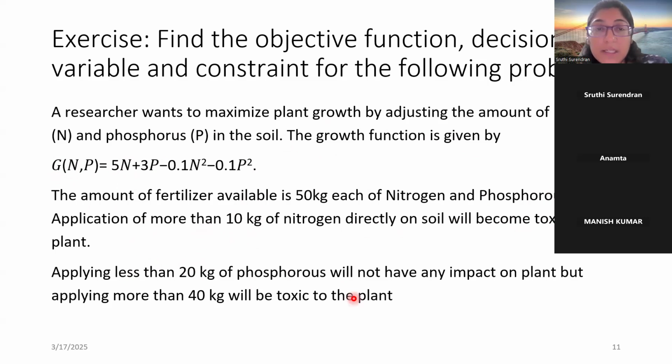So here, let's go with the objective function first. What is the objective function over here? Again, Anamta, you can't just tell the variable. You have to say what you're going to do with the variable. Yes, so maximizing G is the objective function. G alone is not the objective function. G is given by a particular equation, but maximizing G is the objective function.